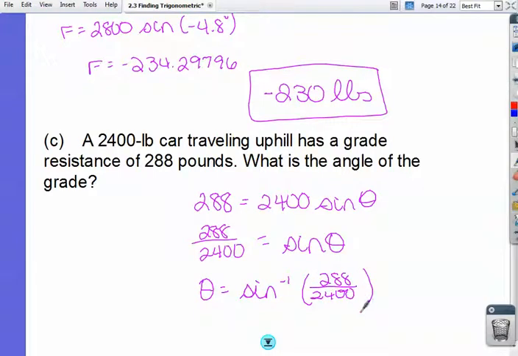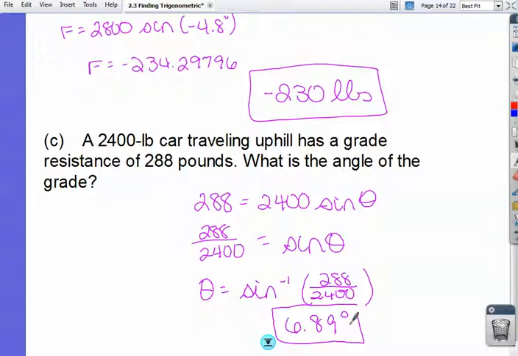Why do you use sine to the negative 1? Because you're trying to find theta. Anytime you're looking for the angle. So I get 6.89, and it's an angle, so that is degrees. How'd you know that was degrees? Because it's the angle. Theta is in degrees.